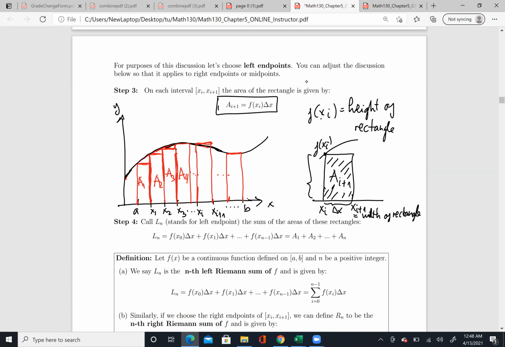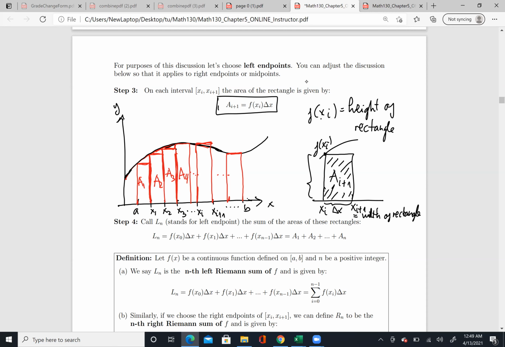The last one, step 4, you're going to call L_n, which stands for the left endpoint: the sum of the areas of these rectangles. So you're going to have L_n equal to f(x0) times delta x plus f(x1) times delta x plus dot dot dot plus f(x_{n-1}) times delta x, which is equal to A1 plus A2 plus dot dot dot plus An.